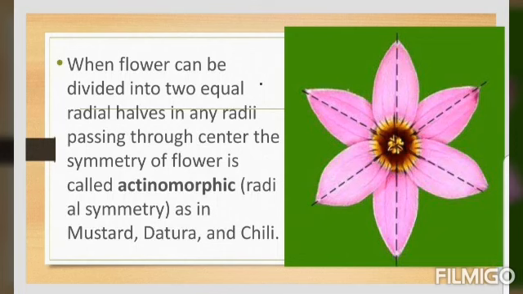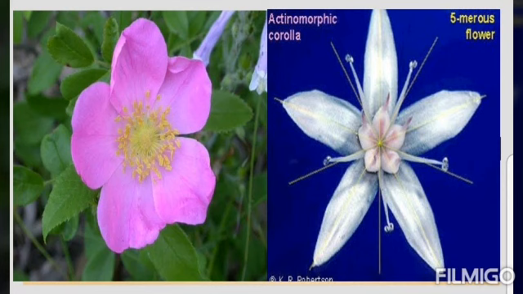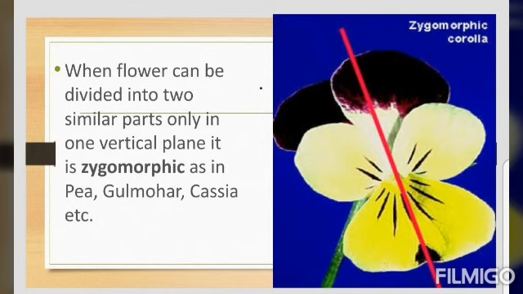In symmetry, the flower may be actinomorphic, or radially symmetrical, or zygomorphic, that means bilaterally symmetrical. When a flower can be divided into 2 equal radial halves in any radial plane passing through the center, it is said to be actinomorphic. You can see that in case of mustard, dhatura, chili. And when it can be divided into 2 similar halves only in one particular vertical plane, it is zygomorphic. That you can see in case of pea flowers, gulmohar, bean, cassia, etc.